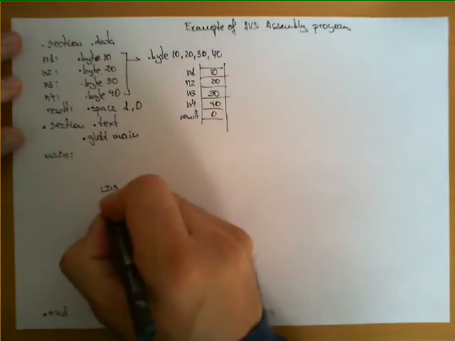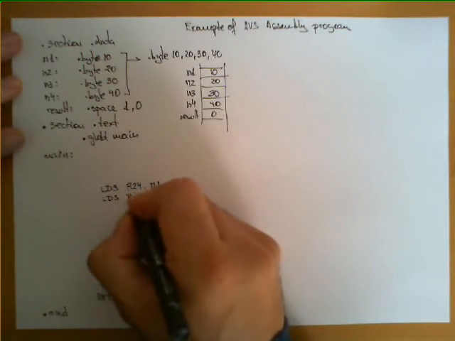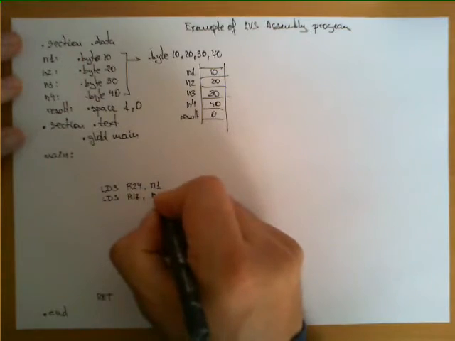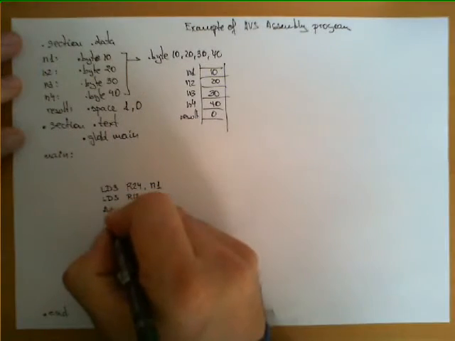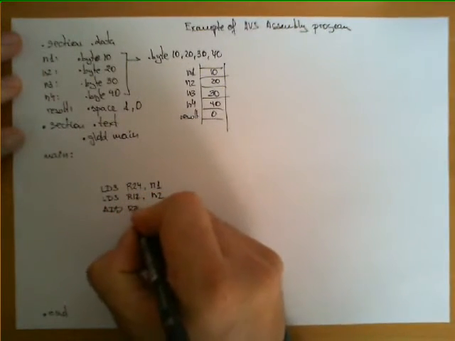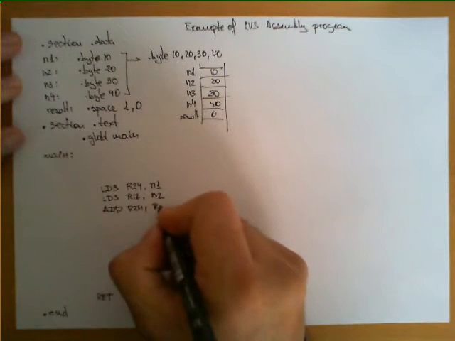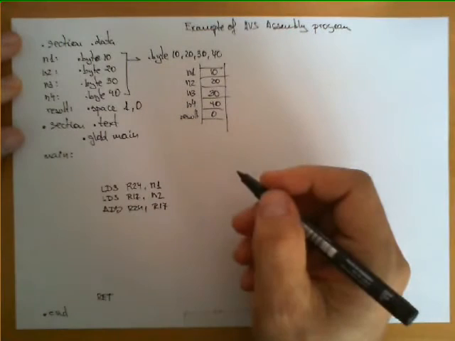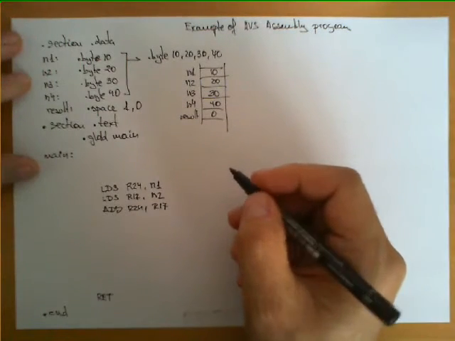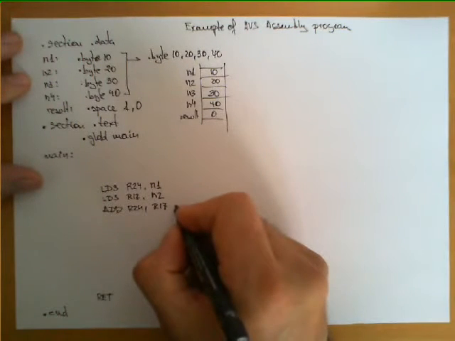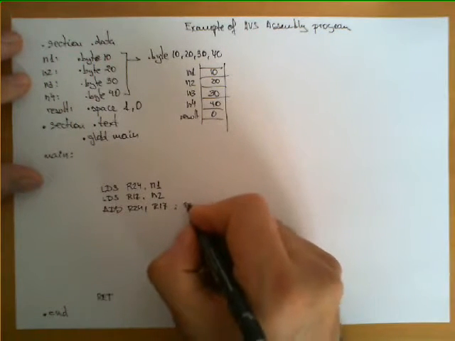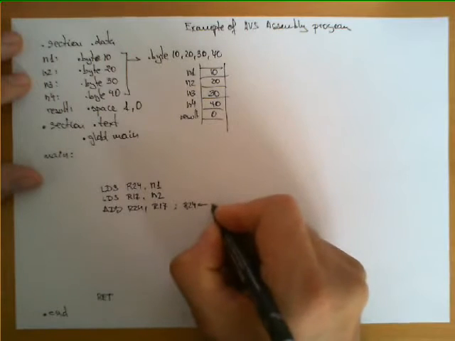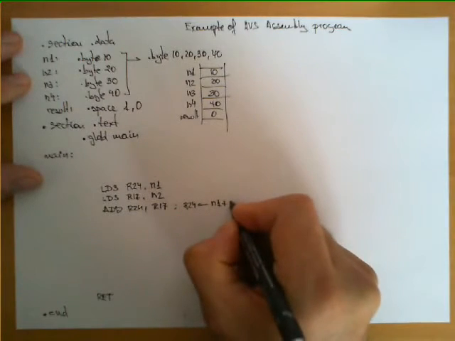We can do the same LDS, suppose R17, with N2, and then we can add R24, R17. Now, what have we achieved here? After this instruction, R24 contains the value N1 plus N2.